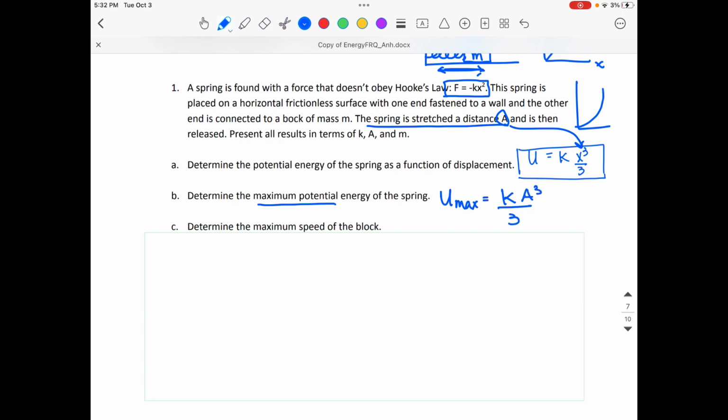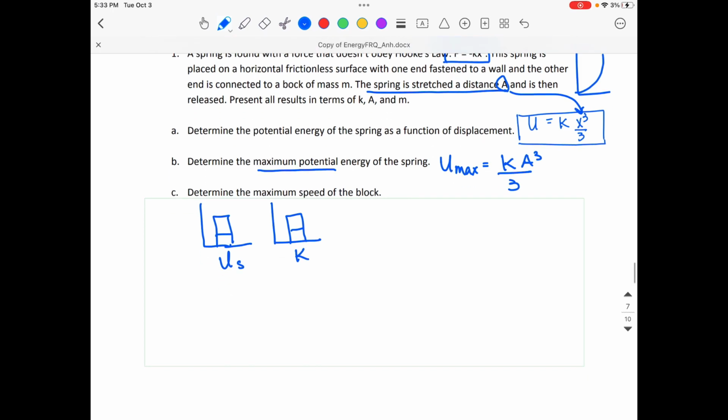The next question says to determine the maximum speed of the block. Well, if I have my maximum stretch, that energy, if I stretch my spring all the way, it's going to be all spring energy, and then it's going to transfer to all kinetic energy when the spring is in equilibrium. And then when the spring compresses, it slows the kinetic energy down, and vice versa. So it goes back and forth between full spring energy and full kinetic energy.